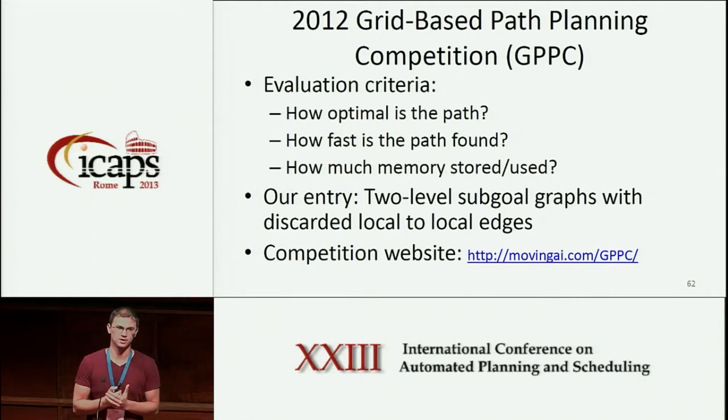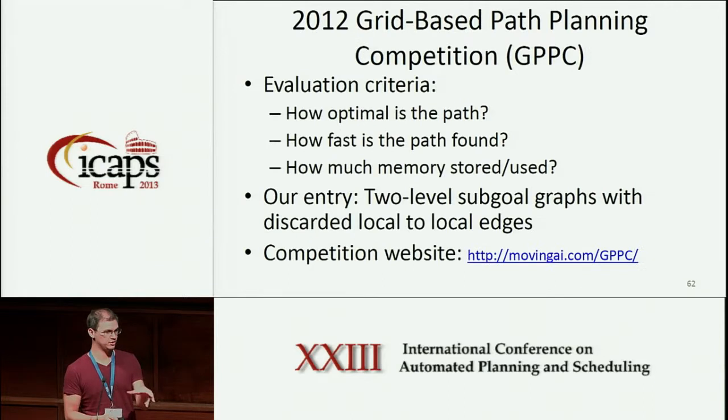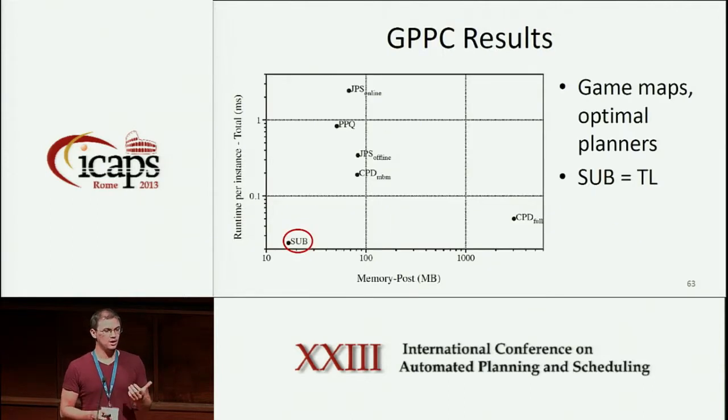So I'll quickly give some results from the competition. Our entry in the competition was two-level subgoal graphs with discarded local-to-local edges. And I'll just have this result from the competition. More can be found at this link. Our entry is circled in red. These show all the optimal planners for the game maps. And this compares the memory used versus the runtime used, and in here we are doing well.